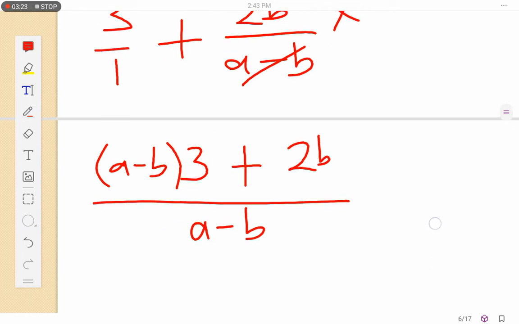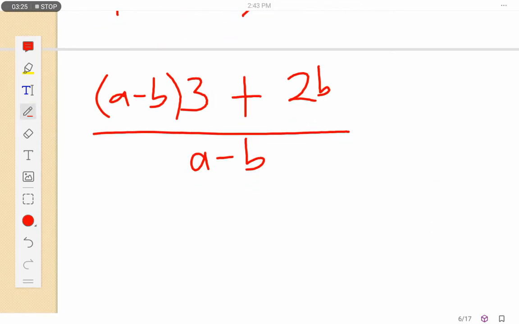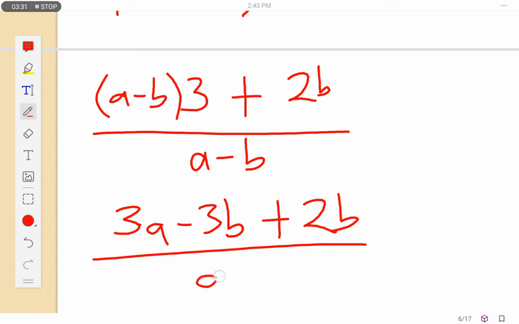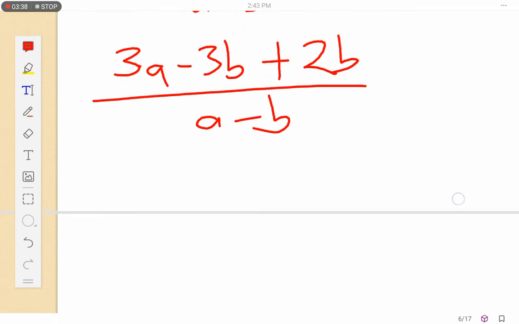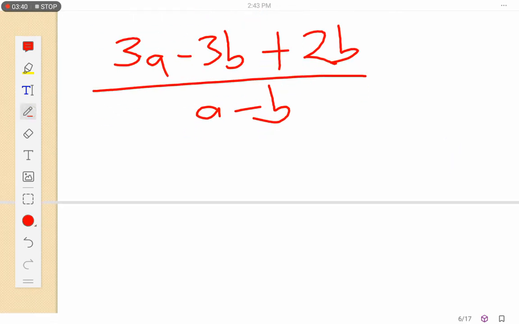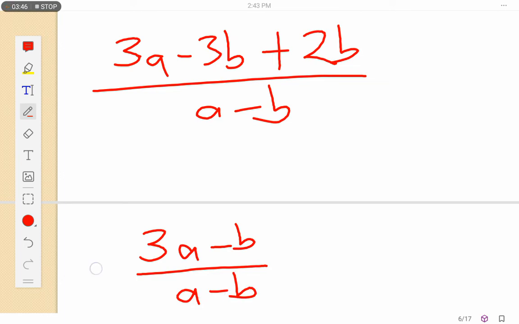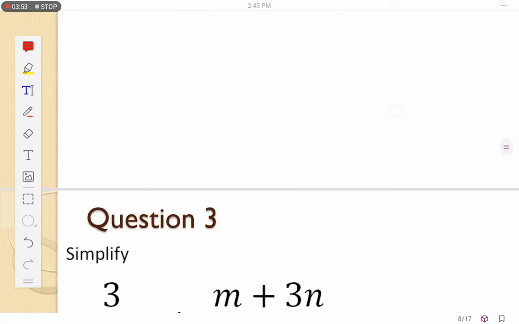Now let's simplify and remove brackets. I'll end up having 3A minus 3B plus 2B over A minus B. Now the B's, I can add them together, and I can have 3A minus B over A minus B. And I cannot simplify this one further. This is the answer. Let's have another question.